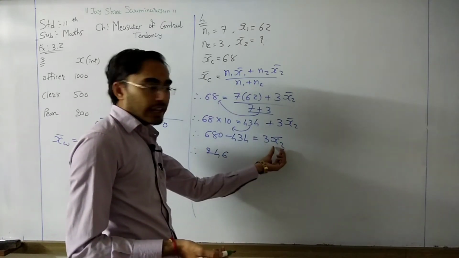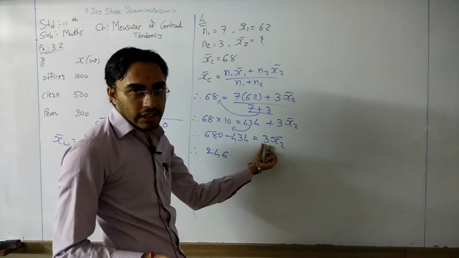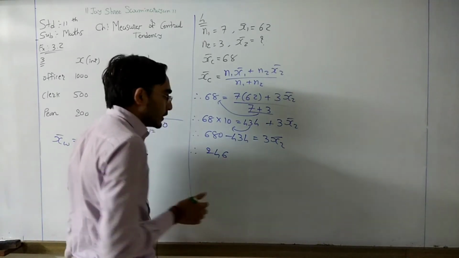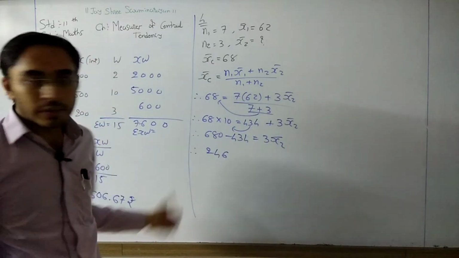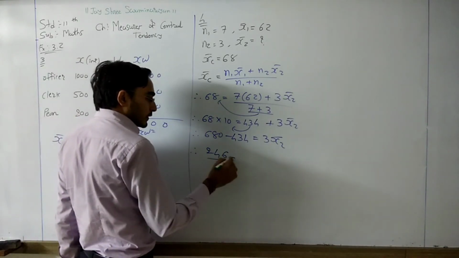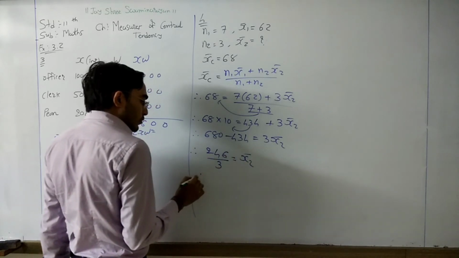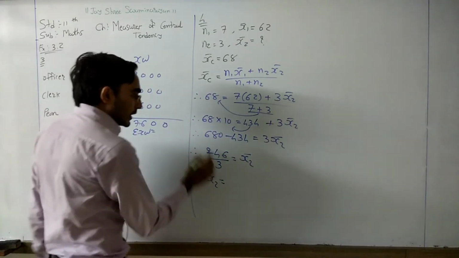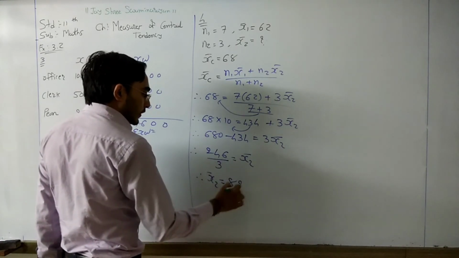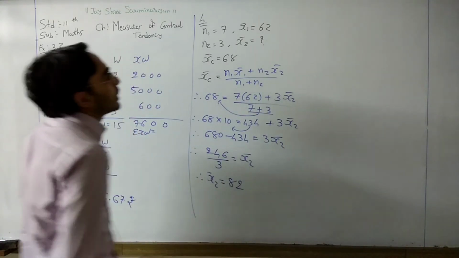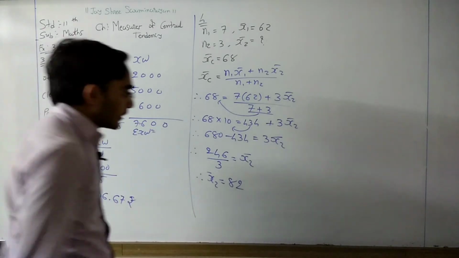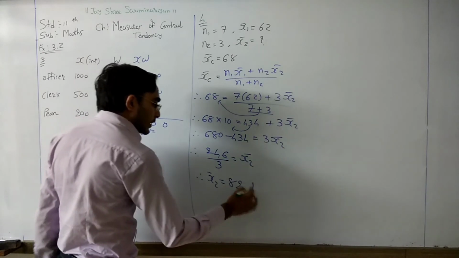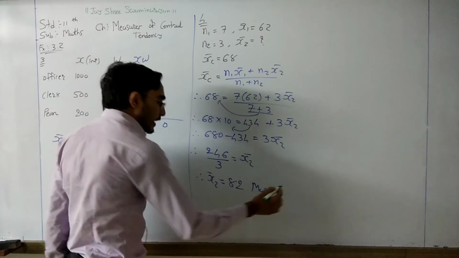And if we want to find x2 bar, here 3 is in multiplication. If we transfer 3 to the left hand side, it goes to the denominator. So x2 bar is equal to 246 divided by 3. Now 3 8s are 24 and 3 2s are 6, so 82. This is our answer, and since 62 and 68 are marks, we can write the unit: 82 marks.